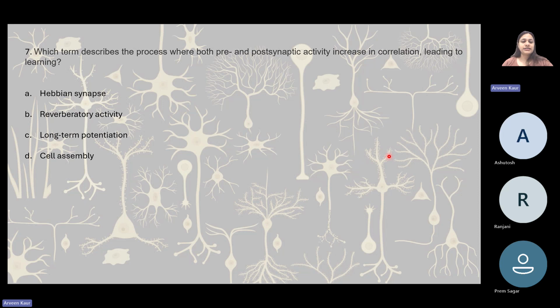Thereafter, which term describes the process where both pre and postsynaptic activities increase in correlation, leading to learning? Is it Hebbian synapse, reverberatory activity, long-term potentiation, or cell assembly? All of these were actually postulates that Donald Hebb, I don't remember the first name, had basically proposed. So which one of these actually goes with what the statement is asking?